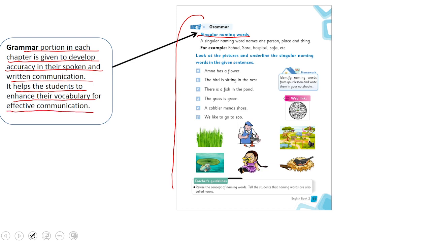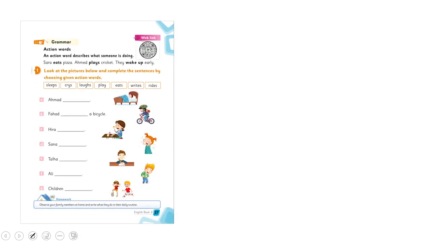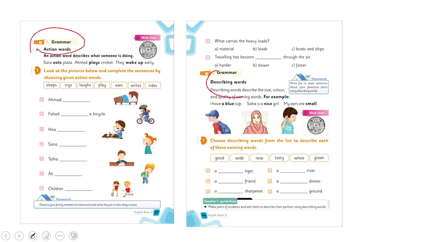In the grammar portion, I have given the definition first, the examples and the assessment at the end. As I said before, action words, describing words and so on.